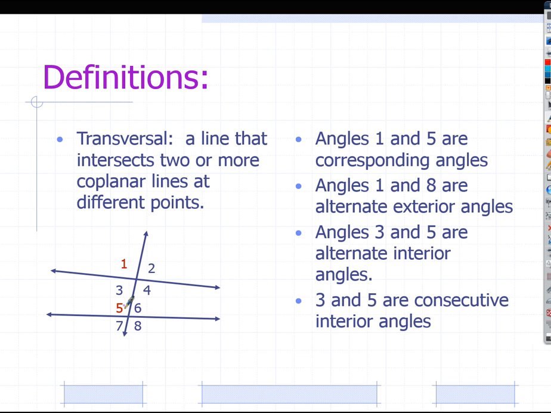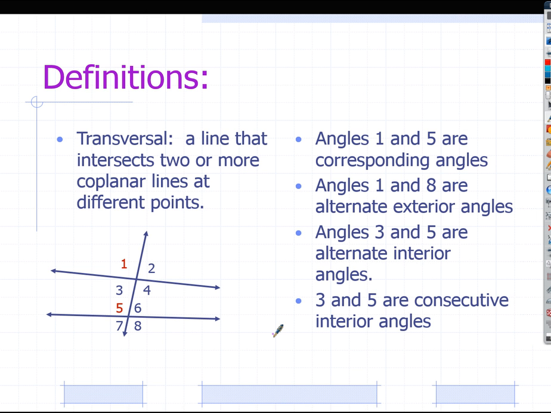What does it mean to correspond? Like if things correspond to each other, what does that mean? Yeah, they go together, right? Okay, so why is it then? Give me one good explanation for why we'd say that angles 1 and 5 are corresponding angles.